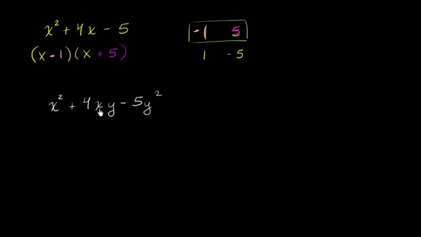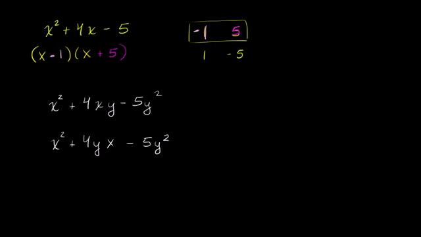Now, the one little tricky thing I've done when I've written it this way, and I encourage you to pause this and try this on your own before I explain any further, is I wrote the x before the y, and that tends to be the convention. You just write them in alphabetical order. But if we wanted it in a form that's a little bit closer to this, and would fit this mold a little bit more, we could swap these two, because then we could write it as x squared plus 4yx minus 5y squared.